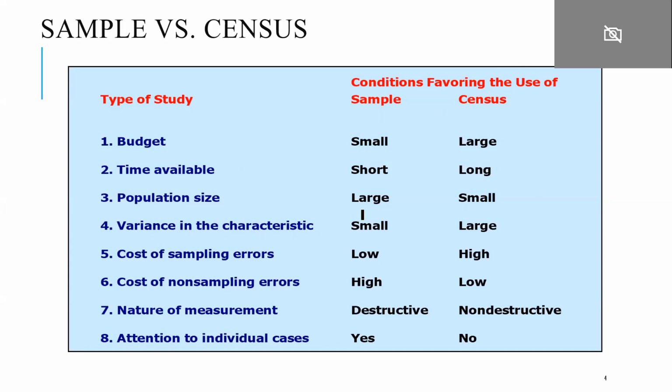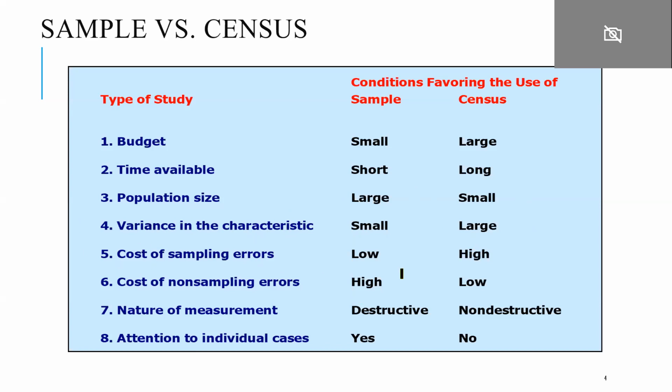Variance in the characteristics means the heterogeneity. When the heterogeneity is very small, it means the respondents or the units in this population are very homogeneous in nature. When there is homogeneity, you will perform a sample analysis. When there is heterogeneity, you will perform the census survey.